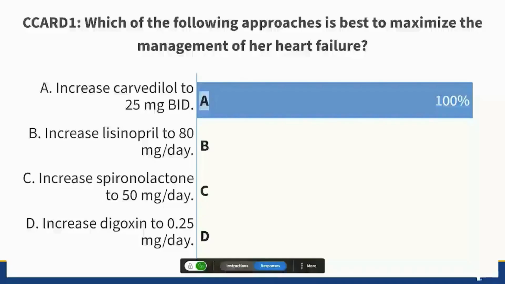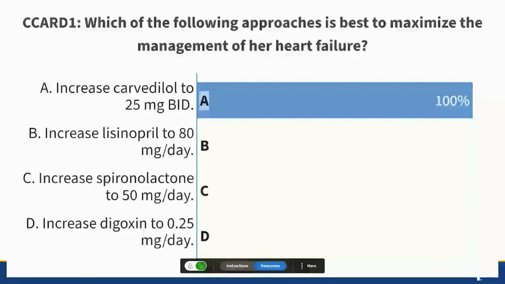I agree with you. We do know that higher doses of these drugs are associated with more mortality reductions. Answer choice B, we do have target doses with lisinopril, but this patient was already there, so there's no need to go up further. Answer choice C, spironolactone. The recommended dose is 25 milligrams, so no need to increase this dose. And then increasing our digoxin dose to 250 micrograms a day, no need to do this. Our level's already 0.7, it's beautiful. And so all we'll really be doing is increasing the risk of toxicities without really having any additional benefit.